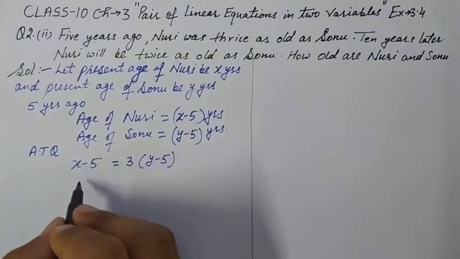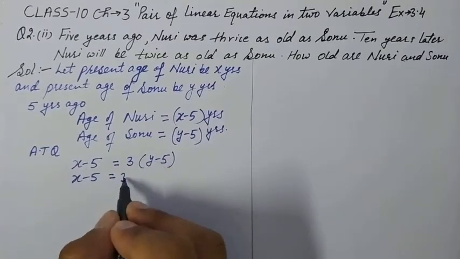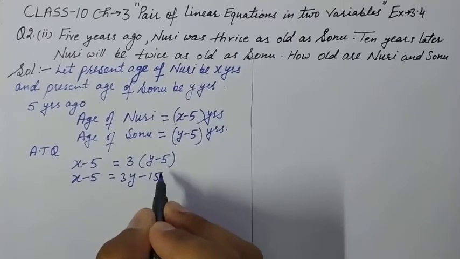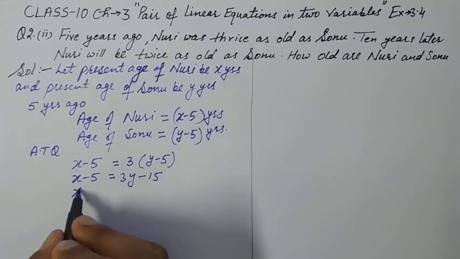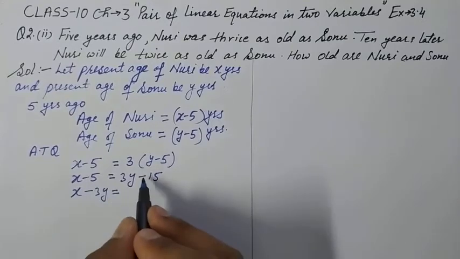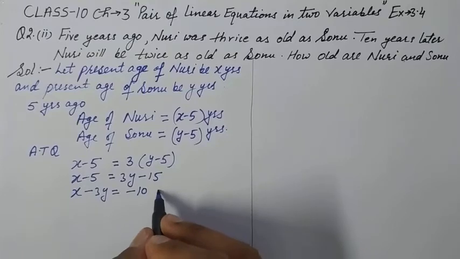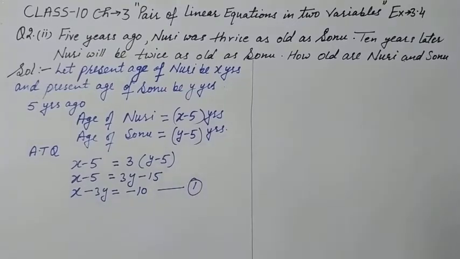So we'll solve this. It becomes x minus 5 is equal to 3 into y, which is 3y minus 15. So bring the variable terms to the left hand side. So it becomes x minus 3y is equal to minus 15, here plus 5, that is minus 10. So this will be our first equation. Now let's see the second condition.